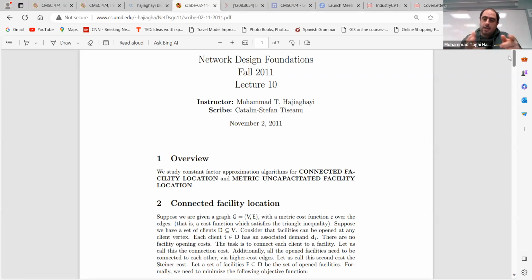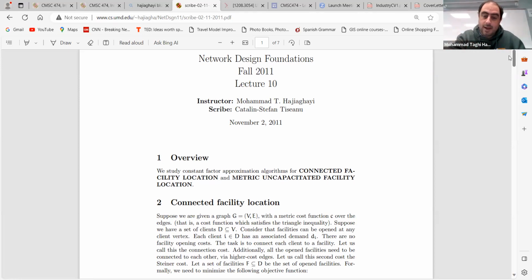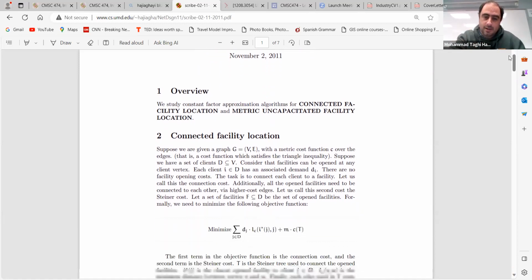So connected facility location is the one that actually connects facility location to Steiner tree. Not only that, but it also connects to the rent-or-buy and buy-at-bulk problems that we talked about before. And the techniques are also beautiful here. There are some very beautiful, nice randomized algorithms here that we will talk about.